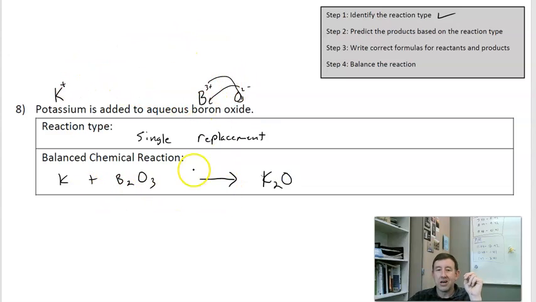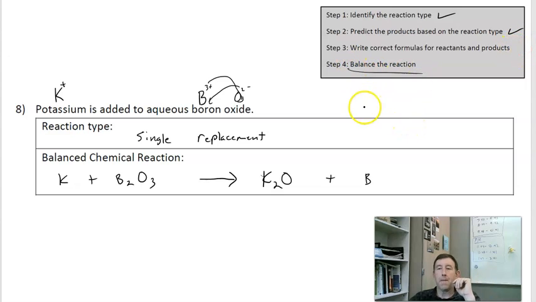So again, notice I'm not just taking this subscript that's there and bringing it over. We don't do that, right? We write the formula for the product based on the charges. Potassium is a +1, oxygen is a -2, which means I need 2 potassiums to neutralize 1 oxygen, and then boron is going to be left all by itself there. Okay, so that's our single replacement reaction. We predicted our products, and then of course wrote the correct formulas for those products.